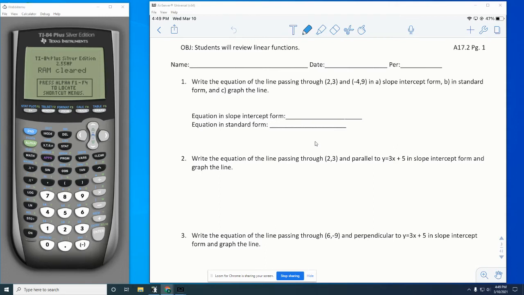This video covers assignment 17-2. We are going to do page 1 together, and then you're going to do the remaining pages using the tools that we talk about in the first 5 problems.